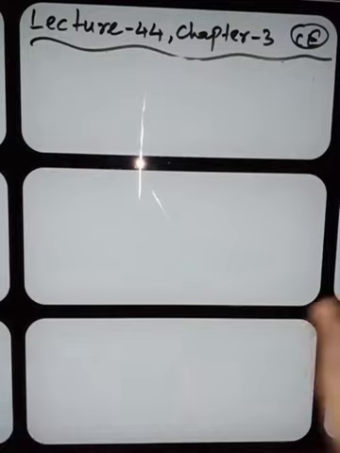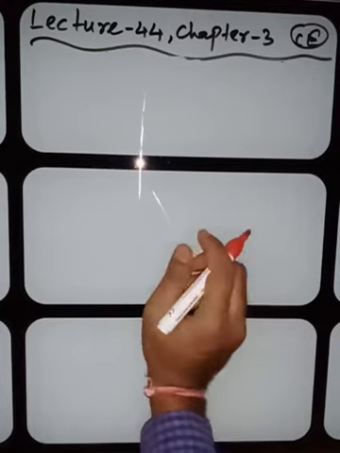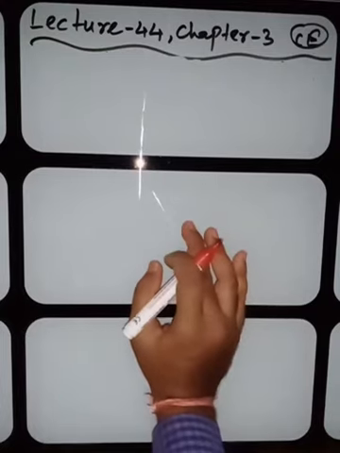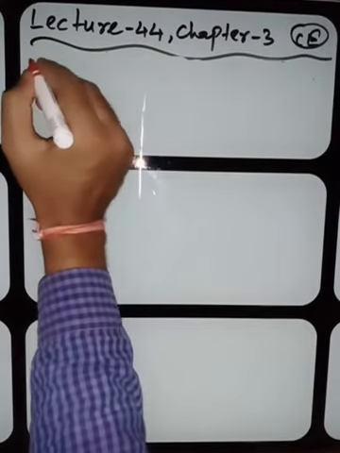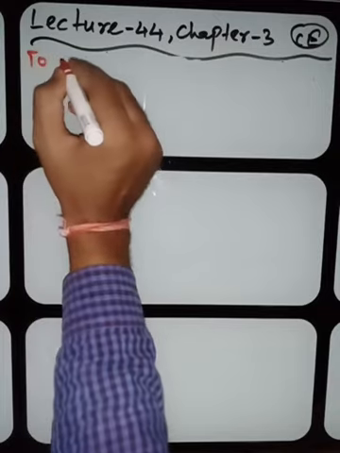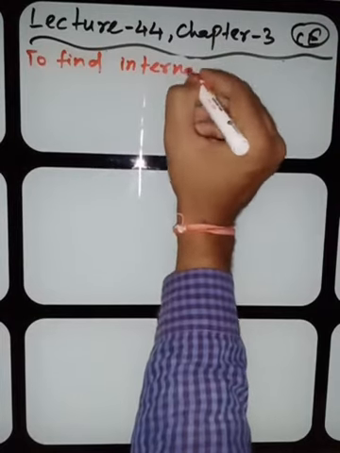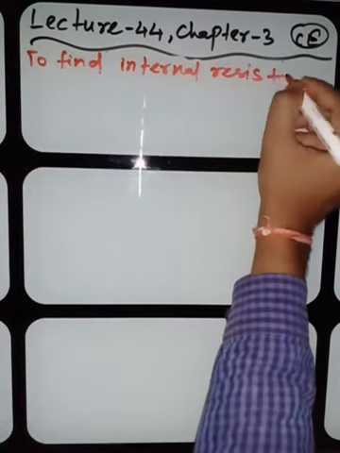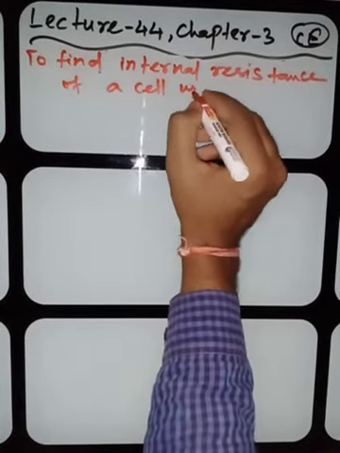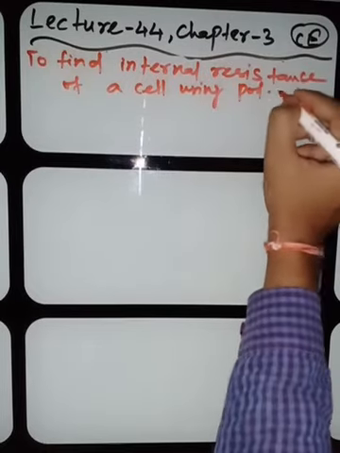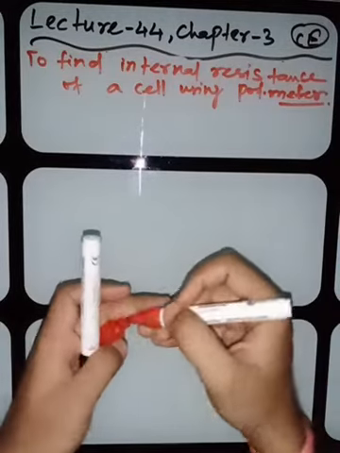Okay, now the second one, this one is very important, and many students get confused during the derivation of this one. What we have to do is find the third application, to find the internal resistance of a cell using a potentiometer. In short, I'm writing in your notes, you will write the complete words.